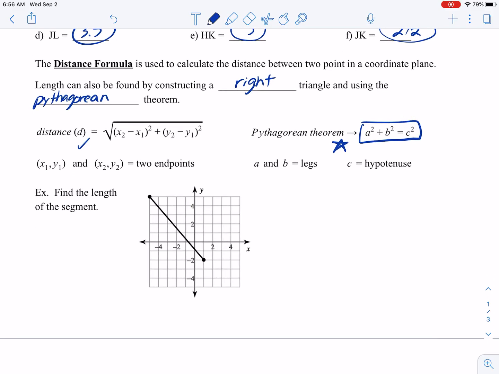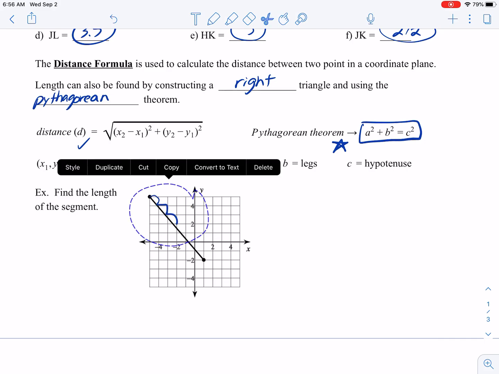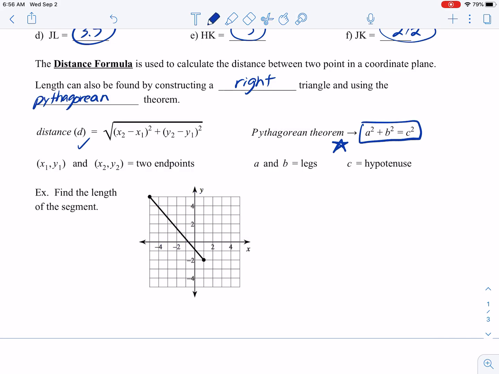But if we wanted to find the length of this segment, we can't just count. We can't just assume, oh, that's 1. That looks like it's 1. This looks like it's 2, 3. No, instead, if we want to find the exact length, we need to make a right triangle. So we're just going to drop some dotted lines down here. And now we have a horizontal and a vertical length we can count. The horizontal length is 6. Vertical length is 7.